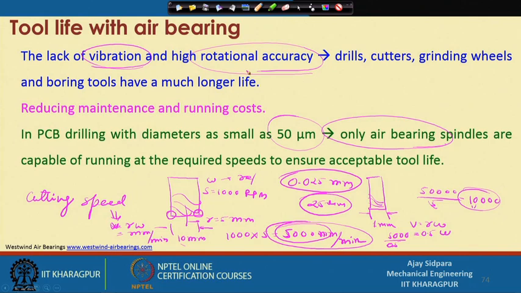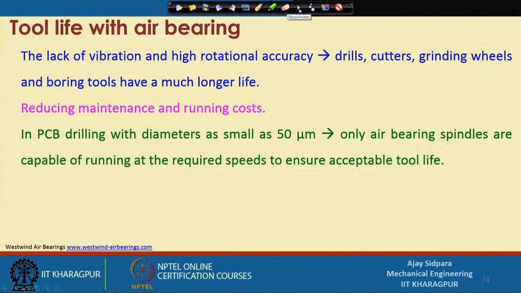That means run out should be within a prescribed limit, or whatever is the allowable limit. So, in this particular case, this is the only air bearing which will be helpful in the final DC taking the machining, or doing PCB drilling, or any other type of machining operation where you need a high speed.